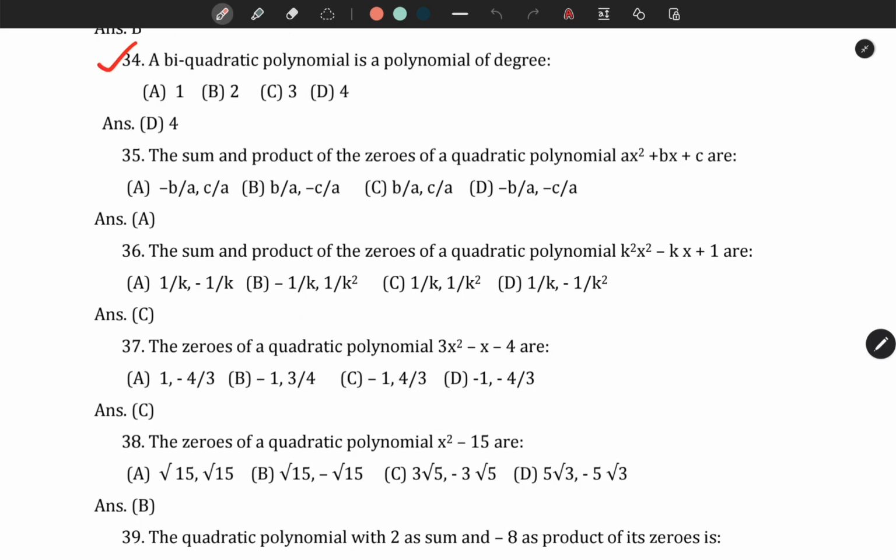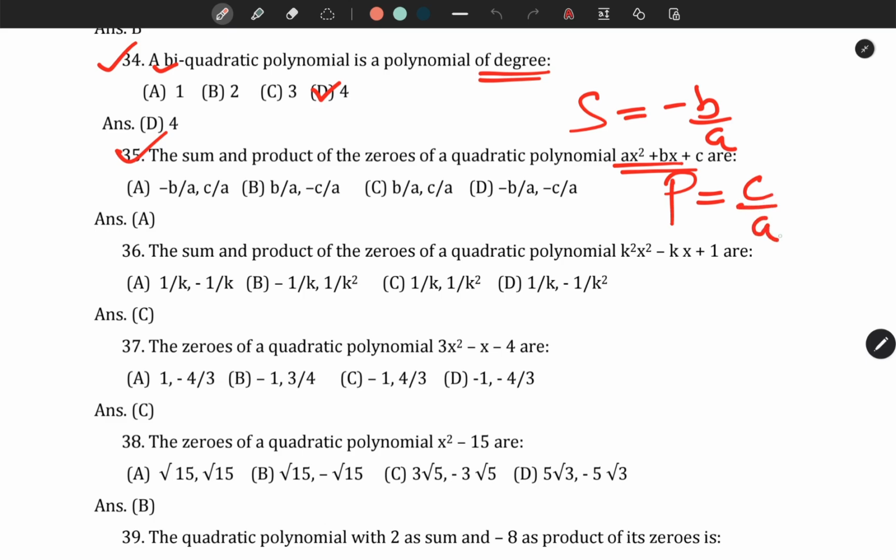Next question. A biquadratic polynomial is a polynomial of degree 4. Biquadratic, remember, degree 4. Next one, the sum and product of the zeros of this quadratic polynomial. Remember, the sum is minus b by a and product is c by a. So let's look at the correct option, minus b by a and c by a. So we have option A, which is minus b by a as the sum, product is c by a.